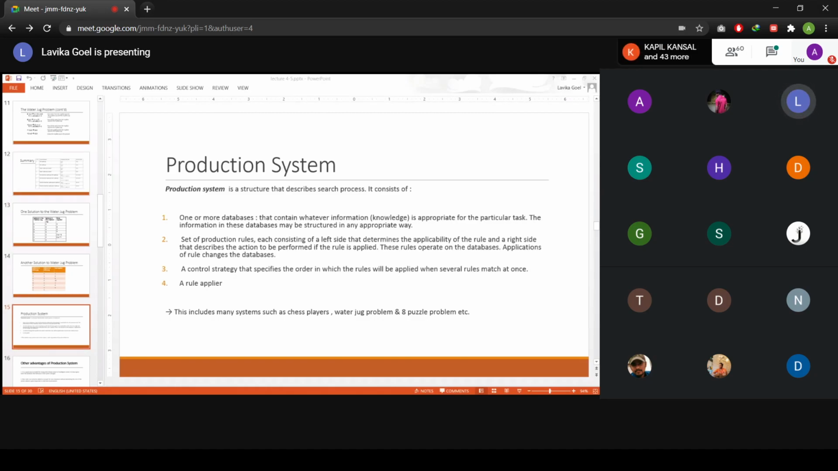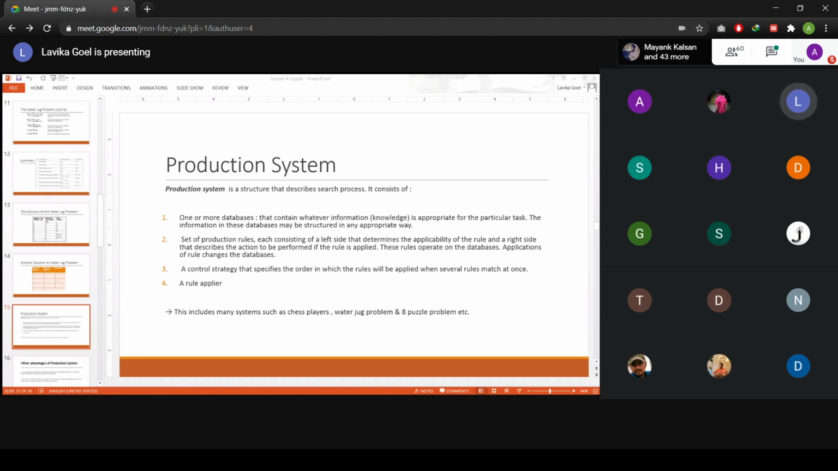So basically the left hand side of the rule will determine the applicability of the rule. That means the precondition for applying that rule. And the right hand side would describe the action that will be performed if the rule is applied. So it will tell you the result of your action, or you can say the next state generated. So production rules are very important. And then we have a control strategy.